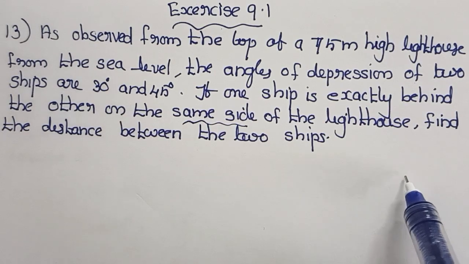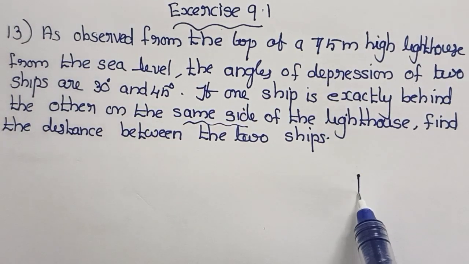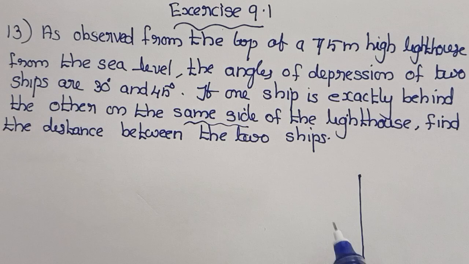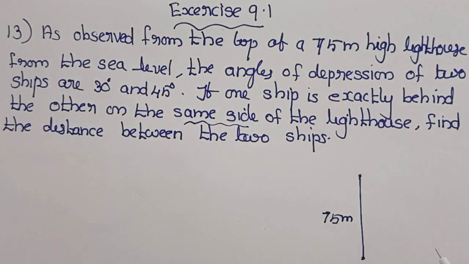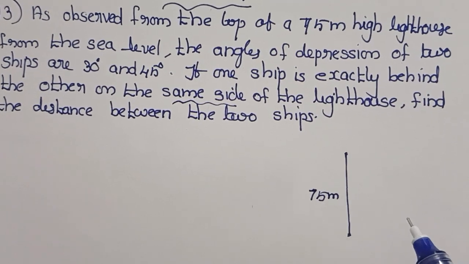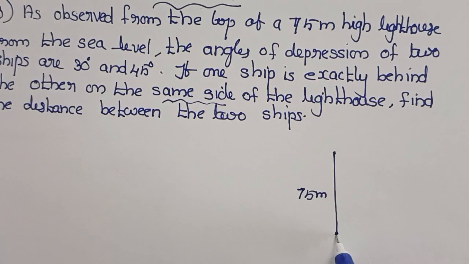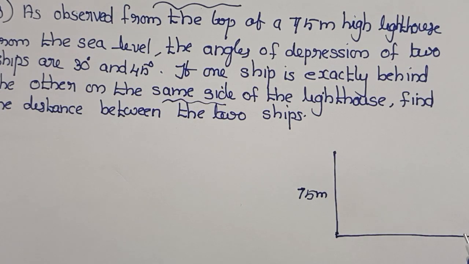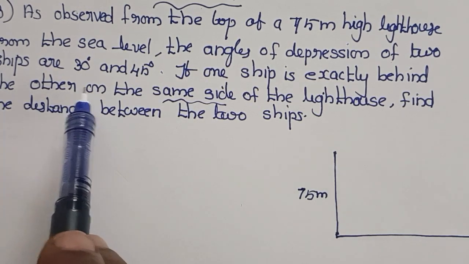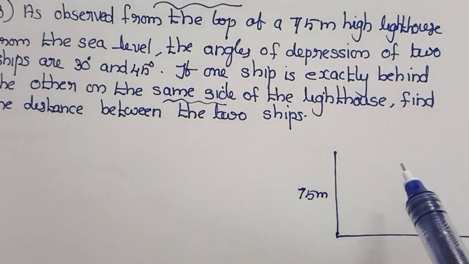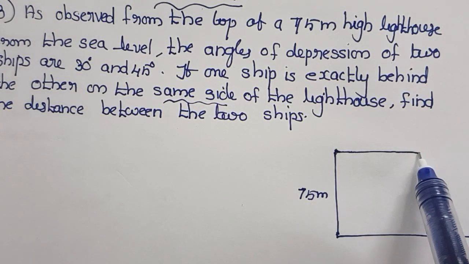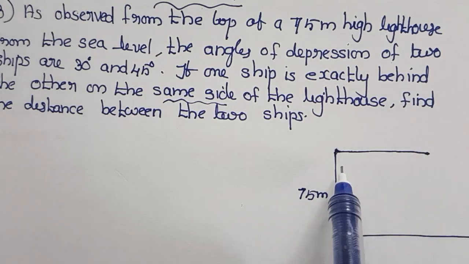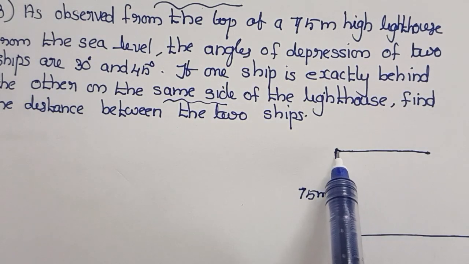So first, a lighthouse having height 75 meters. Draw a vertical line and here the height of the lighthouse equals 75 meters. There are two ships on the same side of the lighthouse. The angles of depression are 30 degree and 45 degree respectively. Since it is angle of depression from the top of the lighthouse, draw a horizontal line.